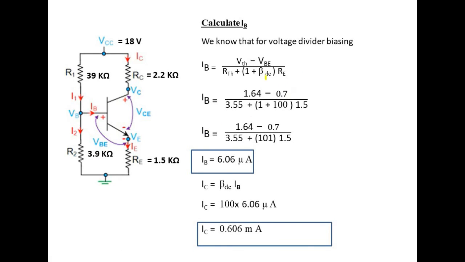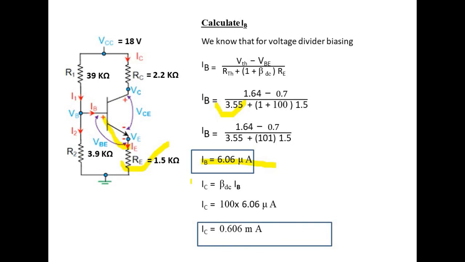Putting the value of VTH, VBE, RTH, beta DC and RE. RE is given, IB is equal to VTH 1.64 that we have already calculated. VBE will be equal to 0.7. RTH is 3.55 kilo ohm. Beta DC is 100. And RE is equal to 1.5 kilo ohm. So putting these values, we have got IB equal to (1.64 minus 0.7) upon (3.55 plus 101 into 1.5). So IB is equal to 6.06 micro ampere.